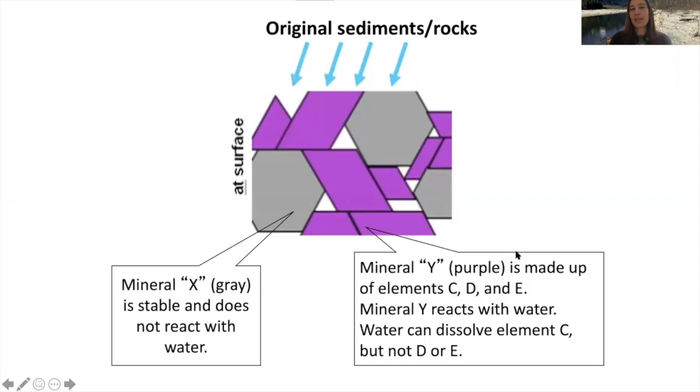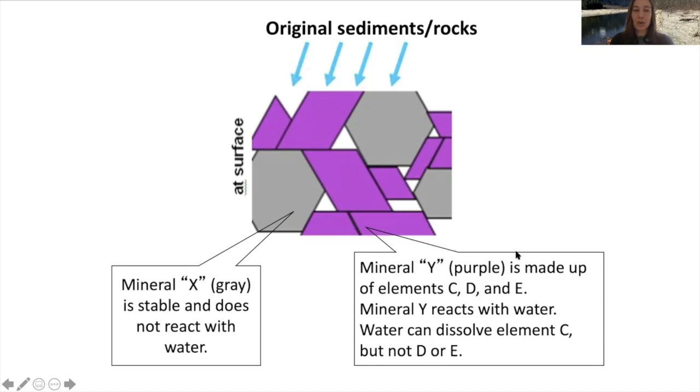So what's happening at the surface? There's a rock and it's made up of a whole bunch of different minerals that all have different chemical compositions. On the surface, water is going to infiltrate where there are cracks or sit on the surface where there are divots and pool. In this particular example, we've got purple mineral Y and gray mineral X that are bonded together chemically to make up this rock.